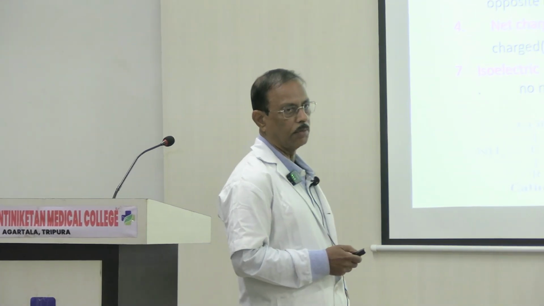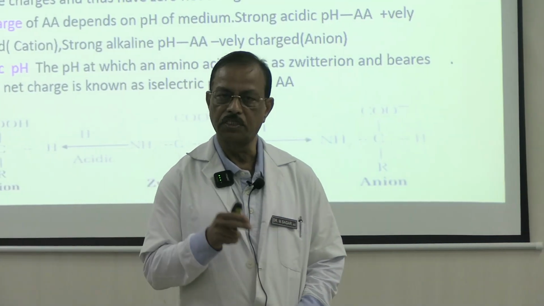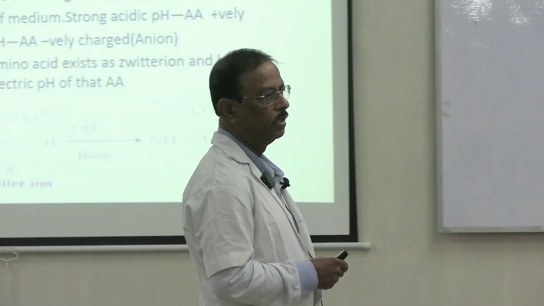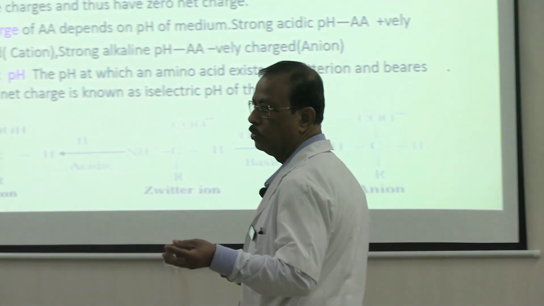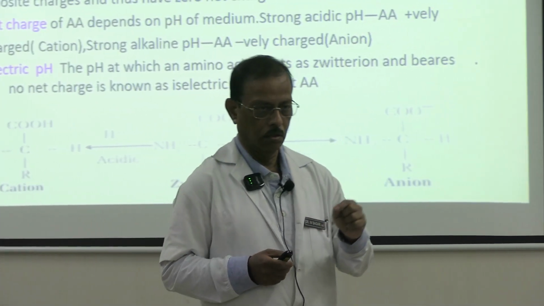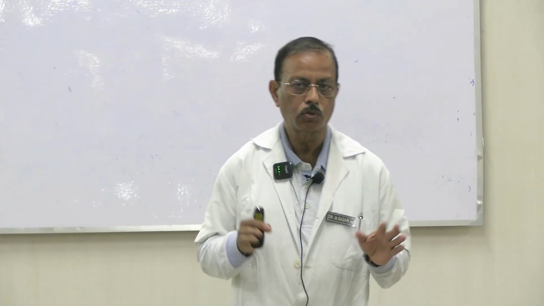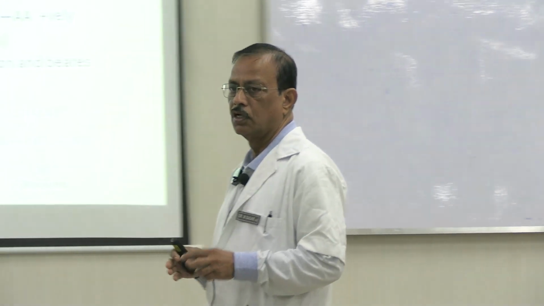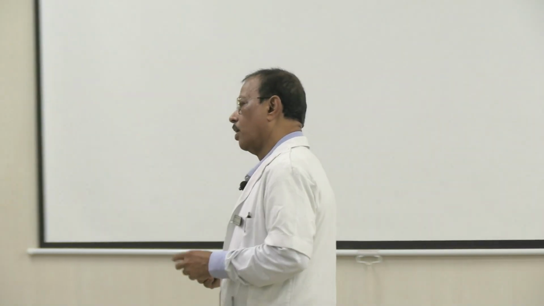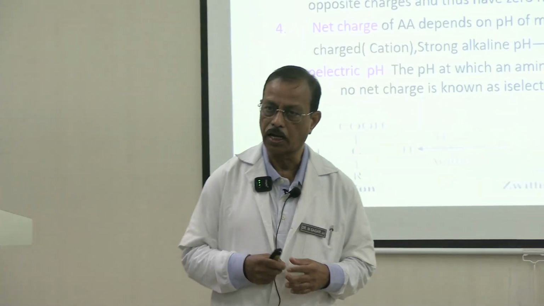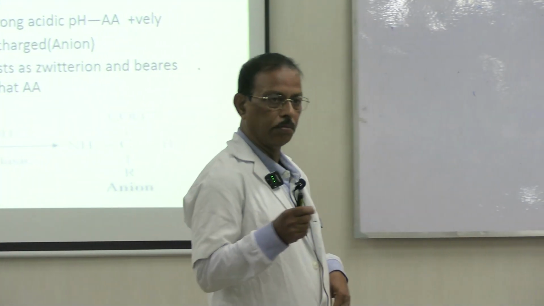Zwitterion, or dipolar ion. Amino acids, we have seen, have a positive ion in the amino group and a negative ion in the carboxyl group. When we go on adding acid, they can accept protons. So to some extent, there will not be any change of pH of a protein solution or solution containing amino acid. So also, when we add alkali, they can donate protons and there will not be any change of pH.